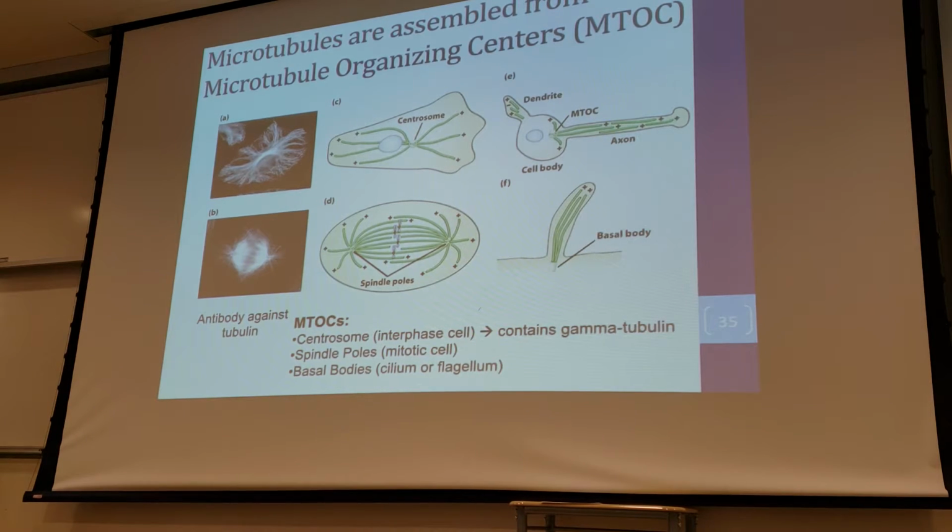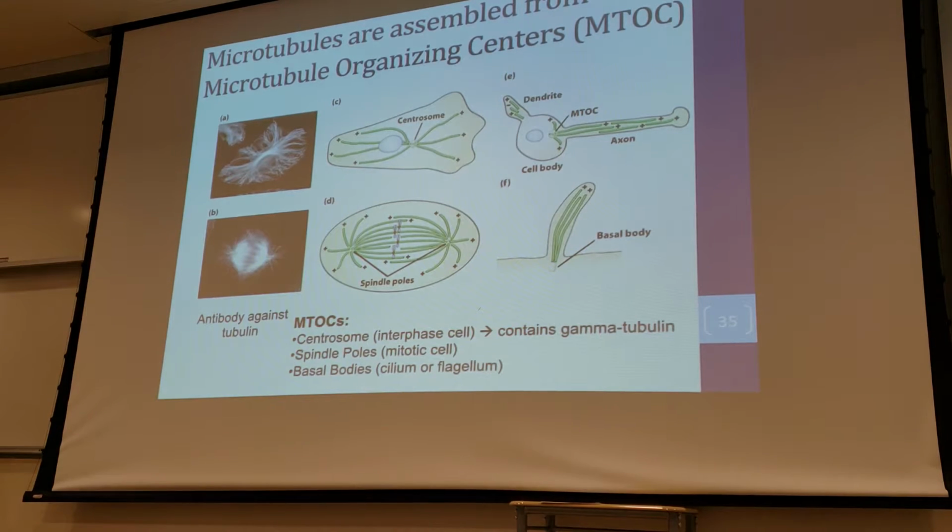If we are dividing ourselves, we need to break apart our DNA, and so we have those two spindle poles that are each a little microtubule organizing center from which the tubules are growing, attaching to the DNA, and then are able to pull it apart.